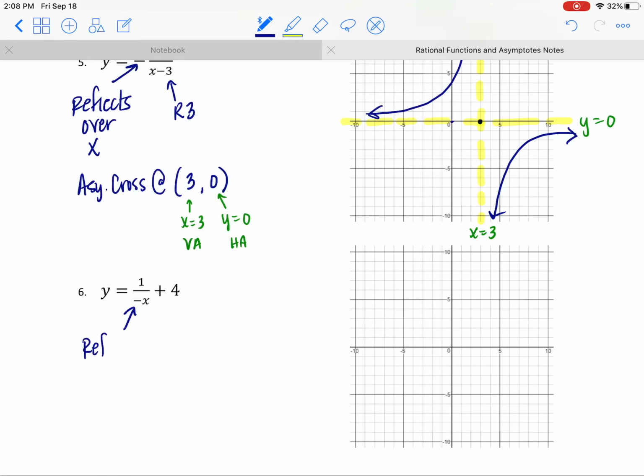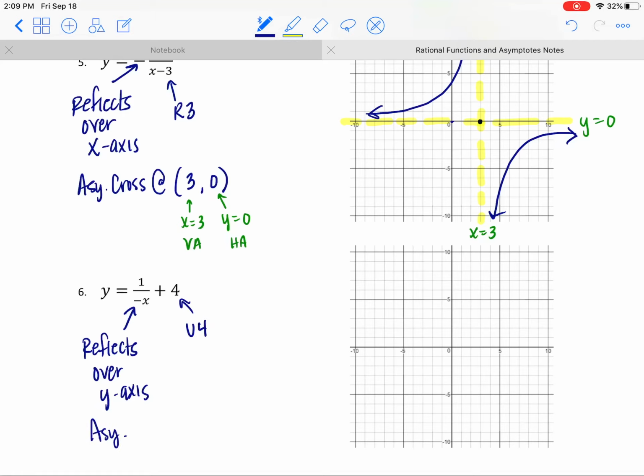So here we have a negative again. This time it's multiplied by the x, so the reflection happens over the y-axis. And then this +4 added to the function is going to make the graph go up 4 units.